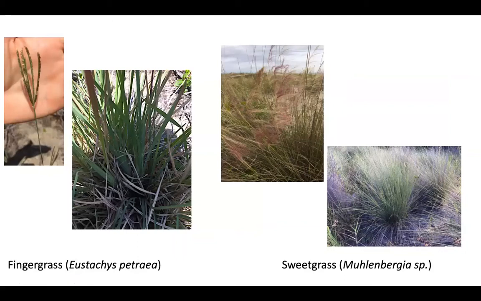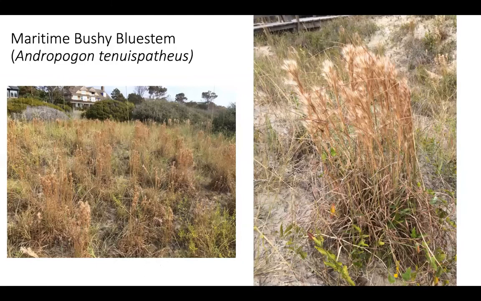The main type of plant you see out on the dune is grasses, and there are many different species. Here I'm showing you just a couple. The one on the left here is called finger grass. You can see it gets its name from the seed head, which I'm holding in my hand, that kind of looks like some fingers sticking up. And on the right, we can see sweetgrass with its characteristic pinkish toned flower heads. Both are fairly abundant out on the dunes.